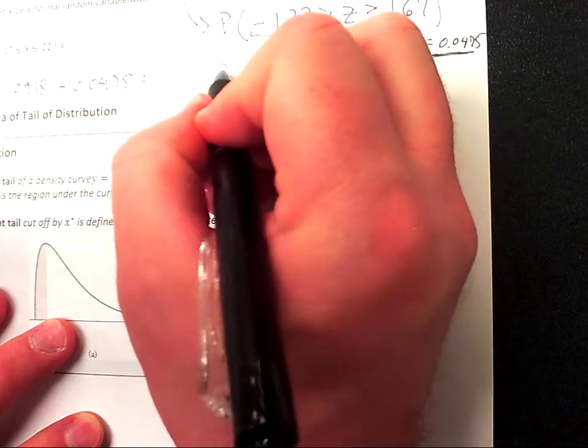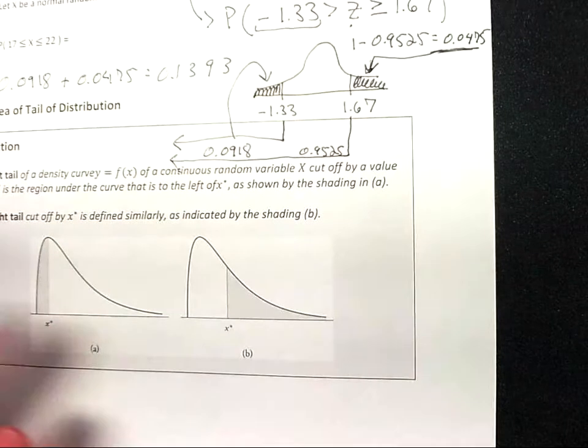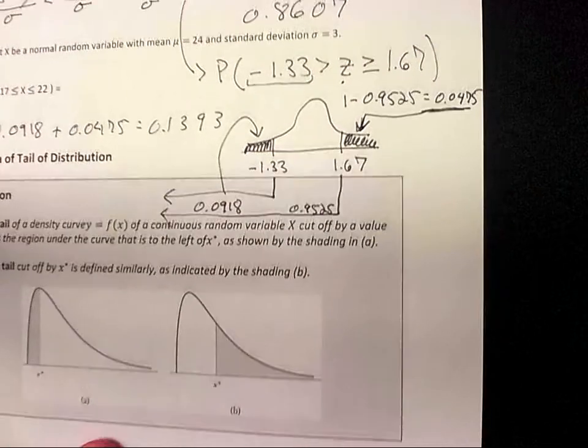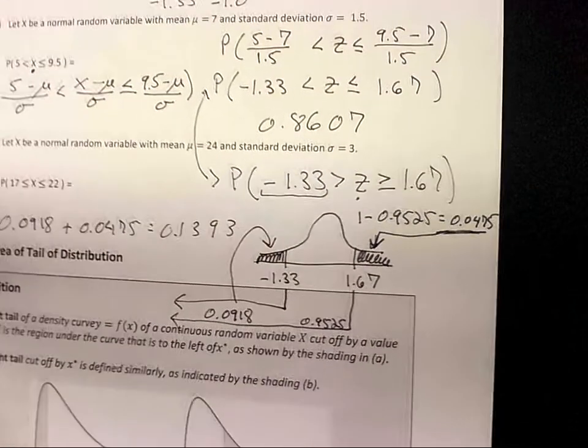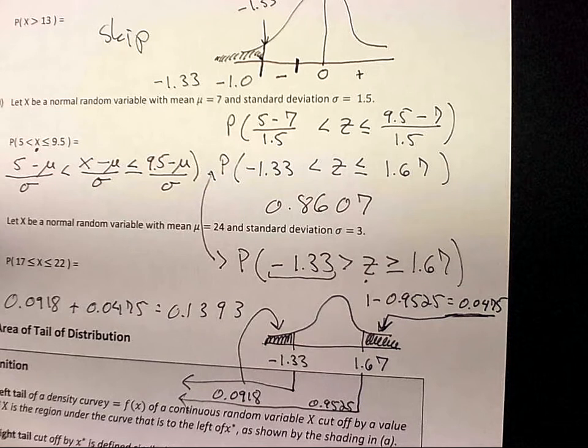And this is going to be 0.1393. Right, is everybody good with that? So, let me just quickly recap that just to make sure that I'm answering your question because I wasn't 100% sure what you were asking.